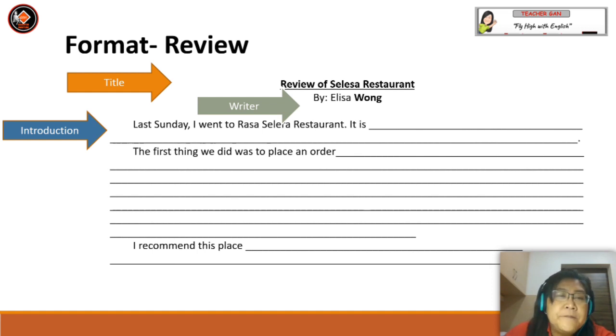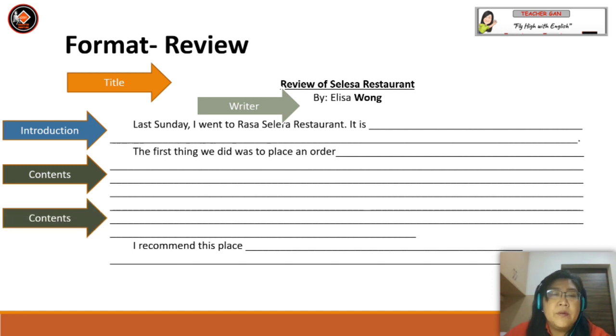Then you can write the first content, which is in paragraph 2. The first thing we did was to place an order, and then you can continue. If you feel that the paragraphs are too long, you can write 2 paragraphs for your contents. And lastly, you can write the conclusion. I recommend this place because, and then that is the format for your review.